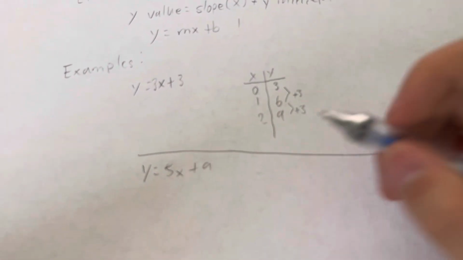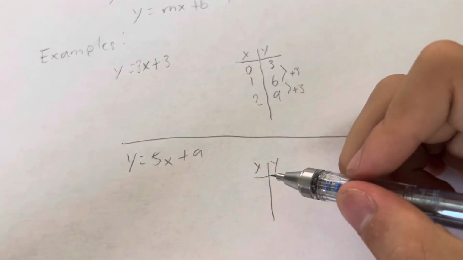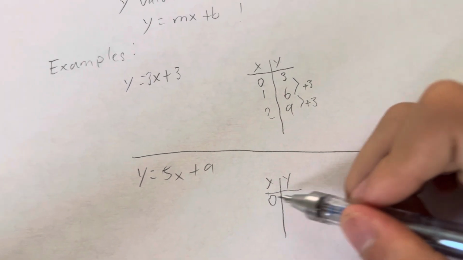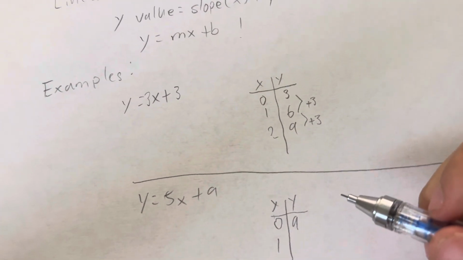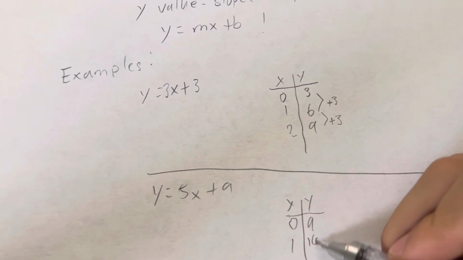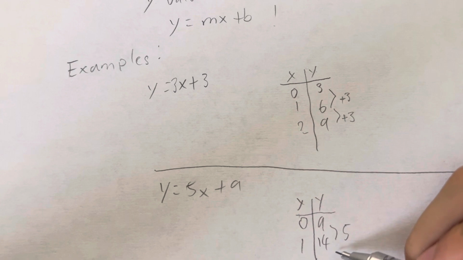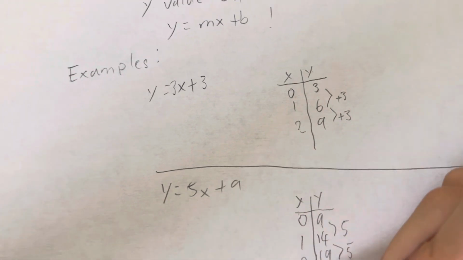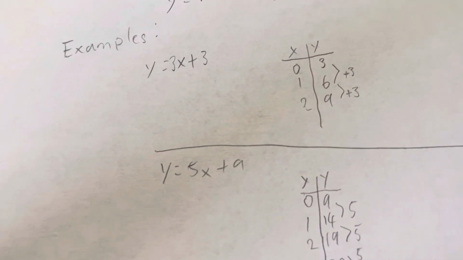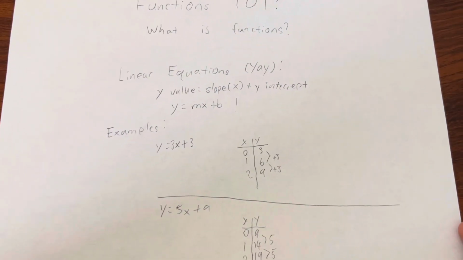As a second example, same thing, x and y. You have the y-intercept, which is 9, and if x is 1, it's 5 times 1 plus 9, which is 14. And then this just keeps on growing by 5 every time. So we have 19, and then 24, and so on. So that's linear equations. Very simple.